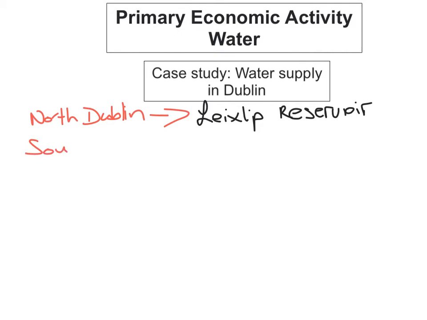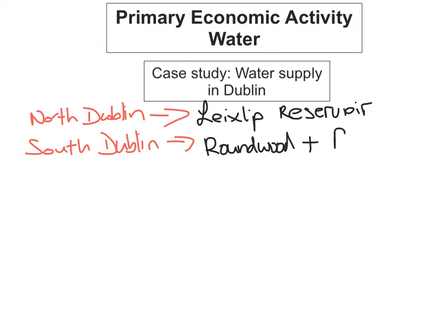South Dublin, where does it get its water supply from? South Dublin gets its water supply from the Brownwood and Poulaphouca reservoirs. So Poulaphouca might be something that you might remember from when you studied chapter 3, Shaping the Earth's Crust, because Poulaphouca was an example of how humans interact with rivers when we looked at rivers.